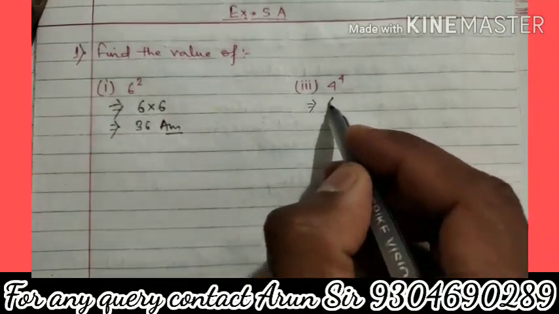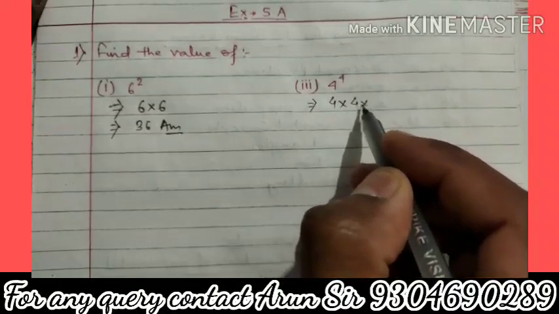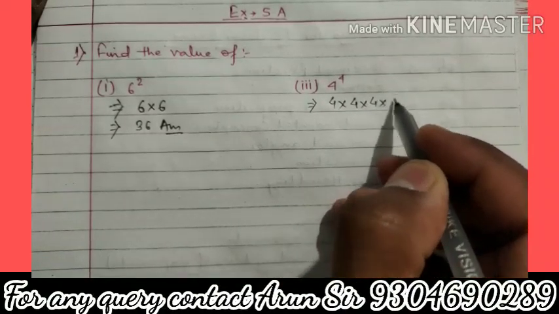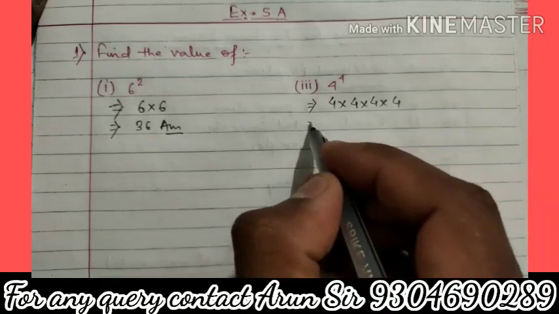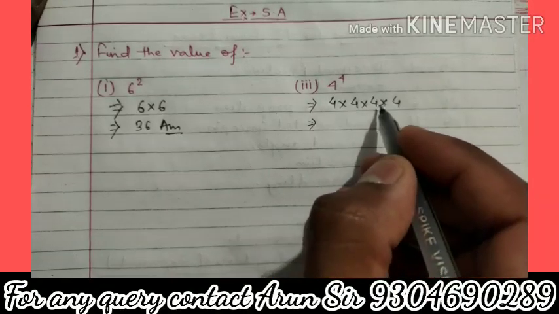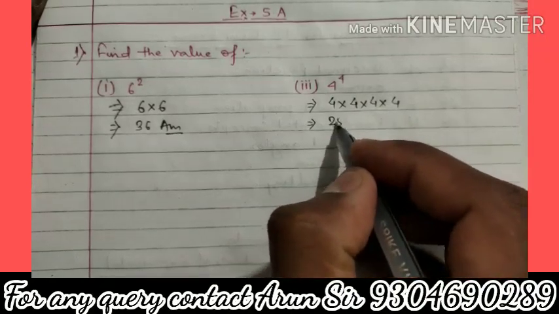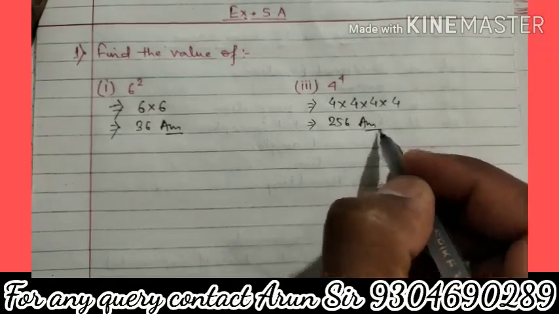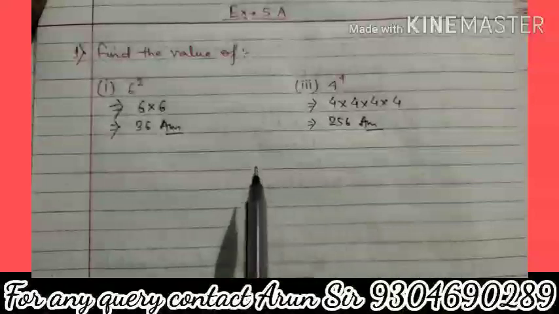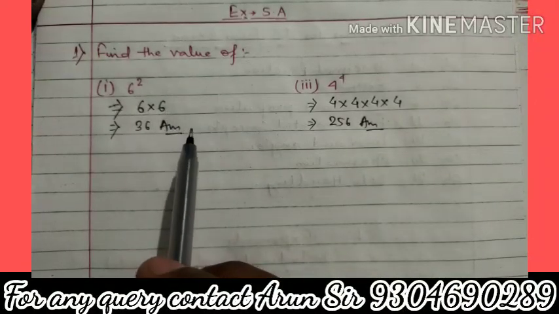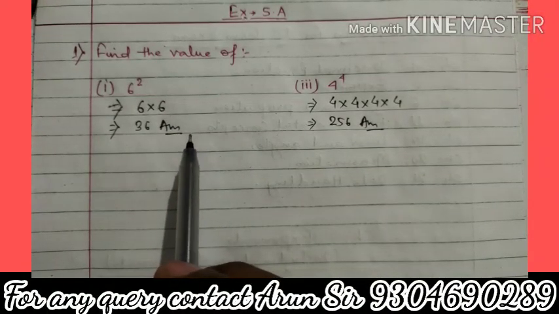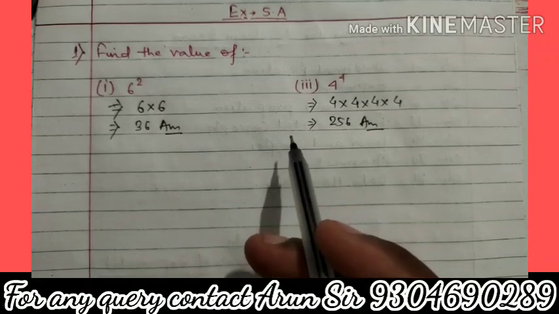Like this, question number 3, 4 to the power 4. How will we write in the next step? 4 multiplied by itself 4 times. 4 will be multiplied 4 times. Now we will multiply: 4 4s are 16, 16 4s are 64, 64 4s are 256. You have to simply multiply, it will give you the answer. The remaining questions of question number 1, you have to do by your own. It's so simple, you can do it by yourself.